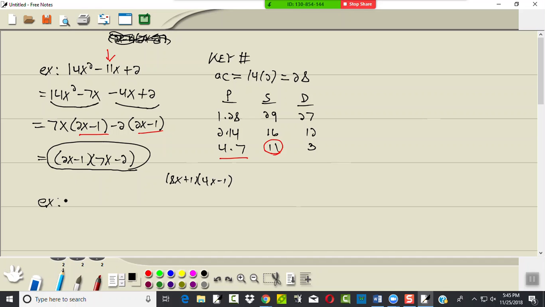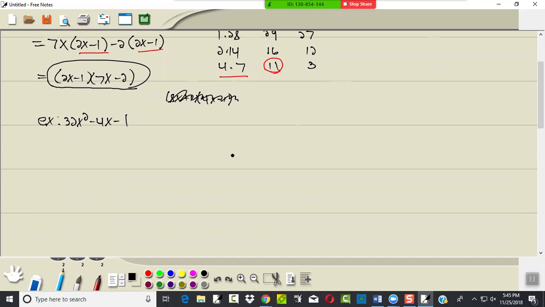Say we got 32x squared minus 4x minus 1. It's still key number because we've got x squared, x, no x, and there's a number in front of your x squared. So again, with key number, we take our number at the beginning times the number at the end, ignoring signs. So 32 times 1 gives us 32.